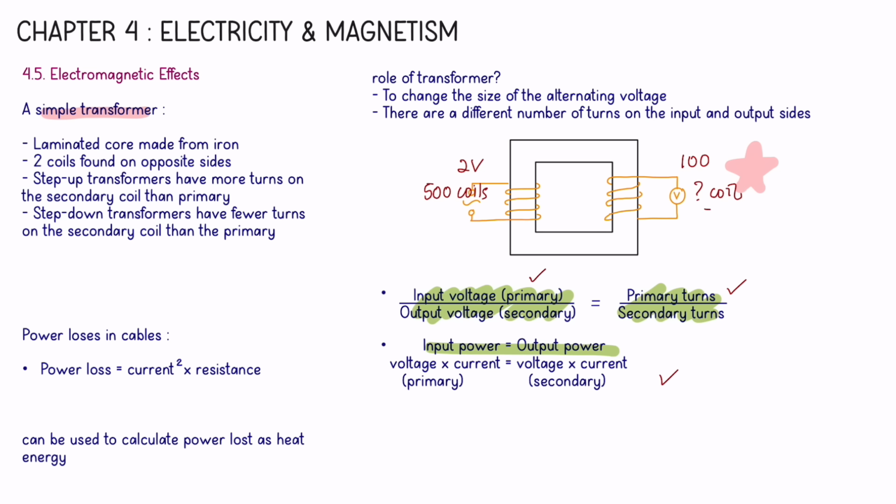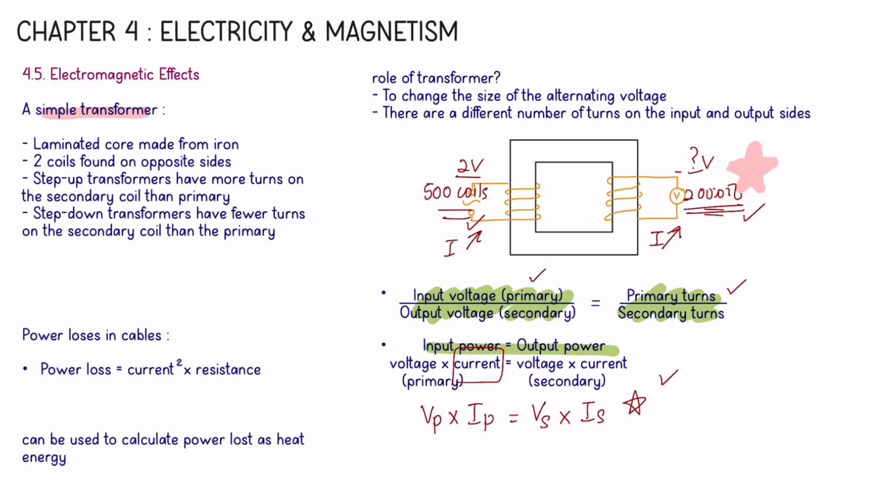If they want you to find the number of turns of coil, then they will give you the primary and secondary voltage. And if they're asking you to find the secondary voltage, then they'll give you the number of turns for the primary and secondary coil. And this works the same if they're asking you to calculate the current in the primary and secondary coil. So you just have to use this formula. If you're being tested on power losses in cable, then there's another formula for power, which is P equals I squared R.